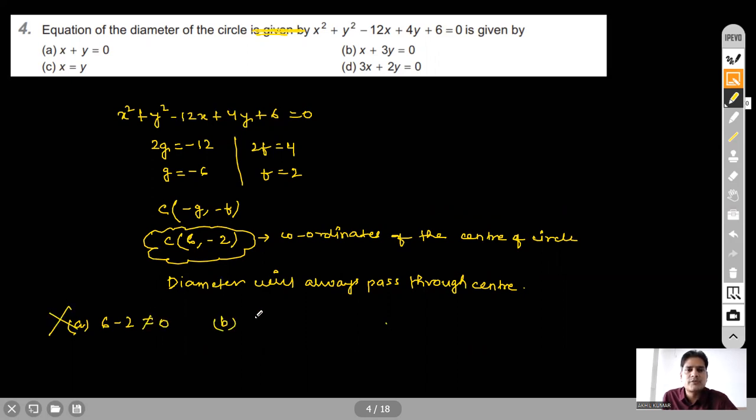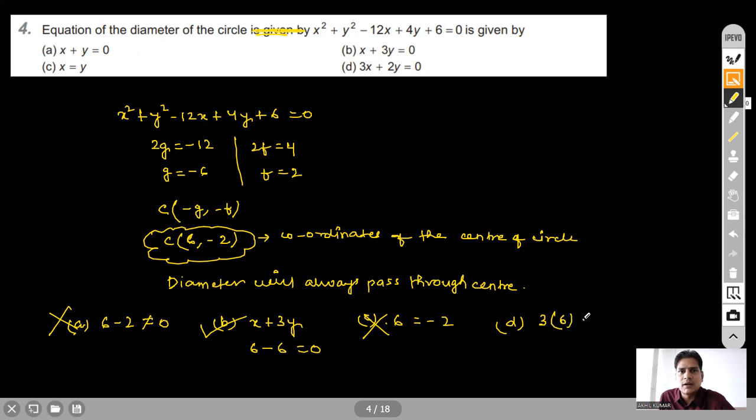Let me check option B. Option B is saying X plus 3Y. So X is 6 here and Y is minus 2. So 6 minus 6, that is coming out to be 0. So option B is correct. Similarly, you can put for option C and option D also. C is saying that X is equal to Y. That means 6 is equal to minus 2, which is wrong. And option D is saying that 3 into X, that is 3 into 6, plus 2 into Y. What is Y? Y is minus 2. So 18 minus 4, that is not equal to 0. So this is also wrong. So option B is correct. This will be the equation of diameter of this given circle.